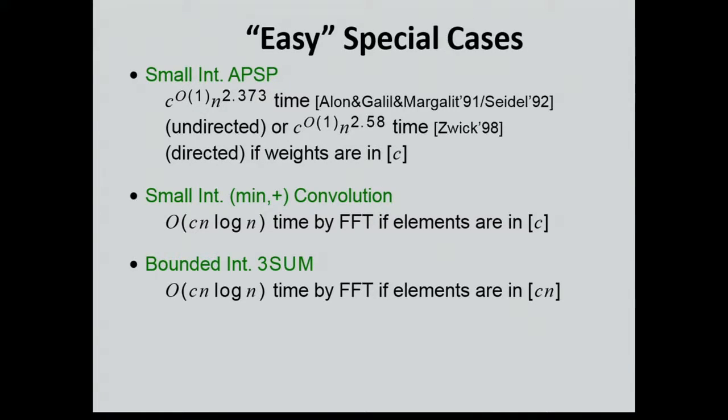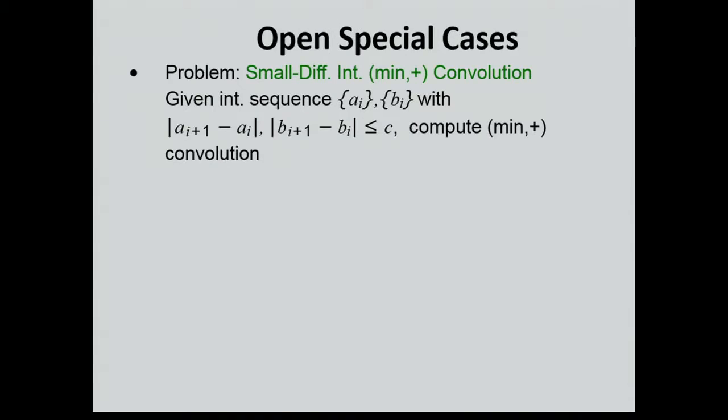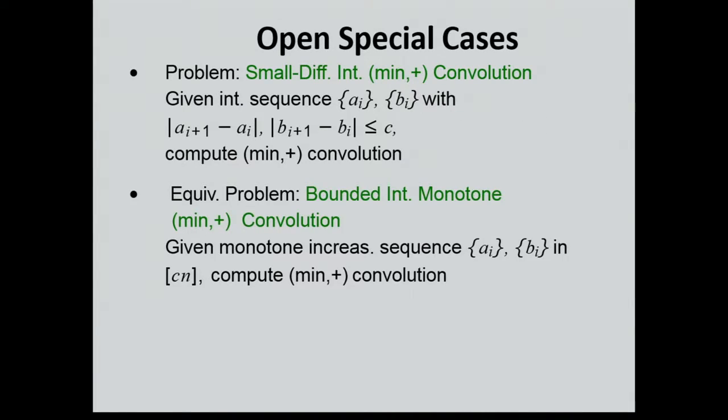Maybe easy is in quotes purposely. People worked on this a bit, especially the APSP problem. But let me show you some open special cases. The following problem: small difference integer Min+Convolution. You're given two sequences A_i and B_i. It's not that the values are some constant, but the differences between consecutive elements are bounded by a constant, and you want to compute their Min+Convolution.